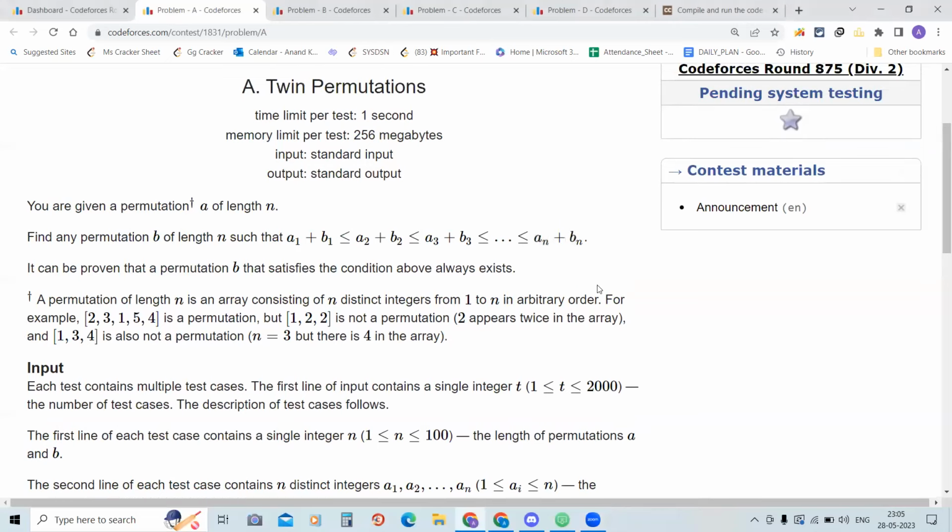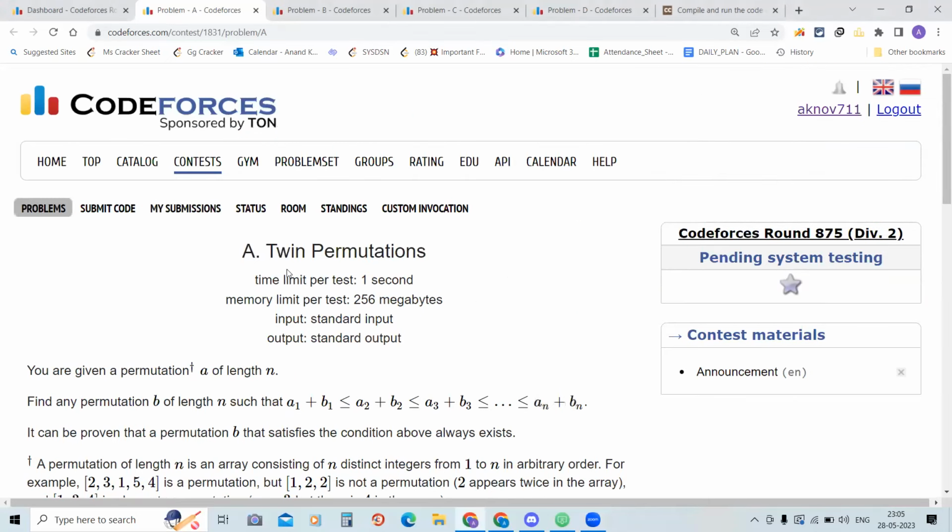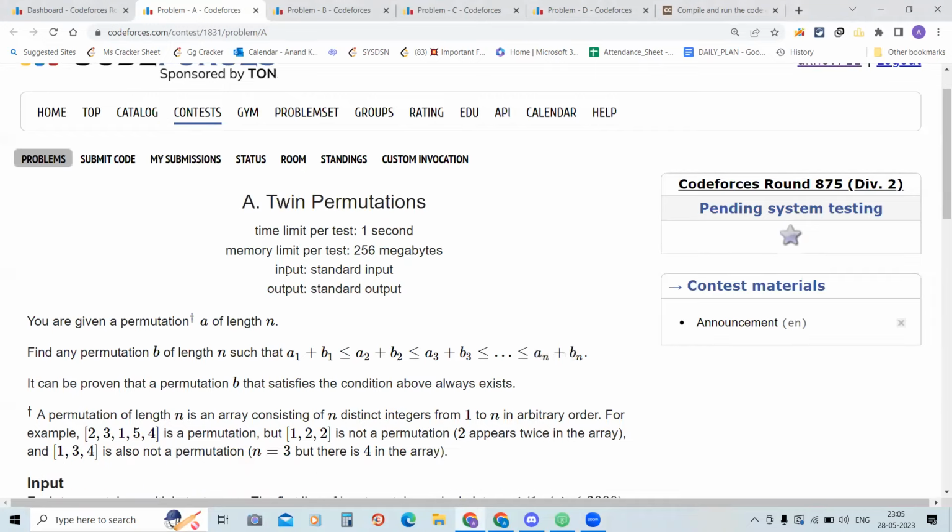Okay, so we will be discussing the first four problems. So let's go through the first problem, which was twin permutation.